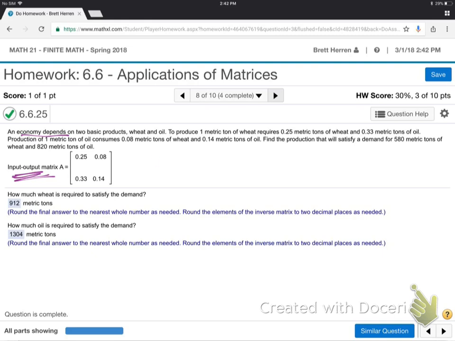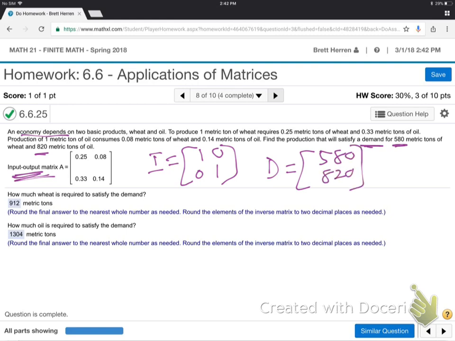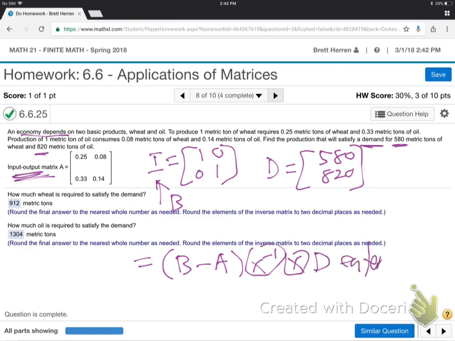And you're going to use the identity element always. And then what's your matrix D? What's the demand? There it is. Demand, 580, 820. Then just use the same formula. This will be B, right? B minus A inverse times D, enter. It's the same thing. We just keep using that same formula.